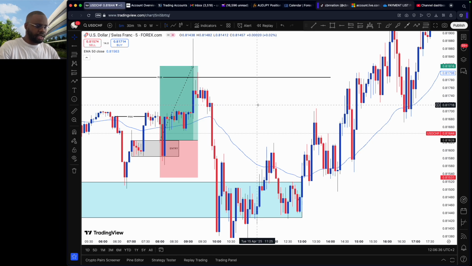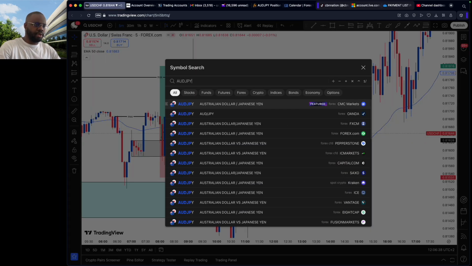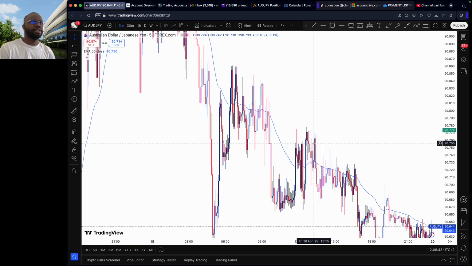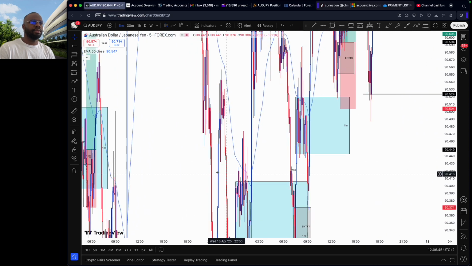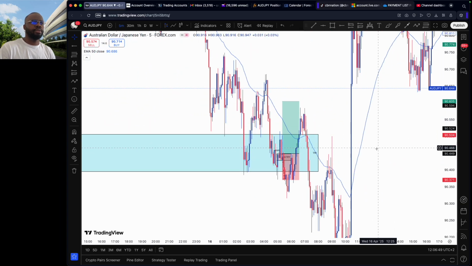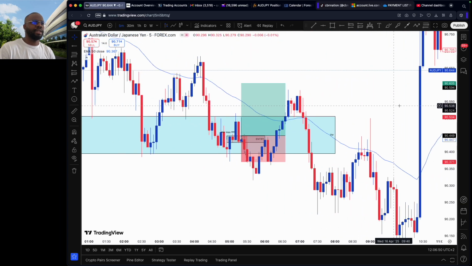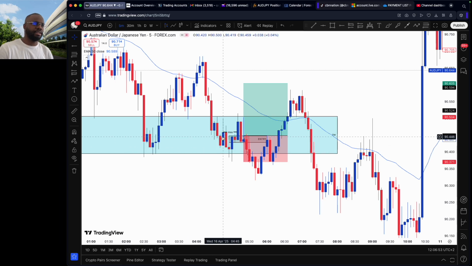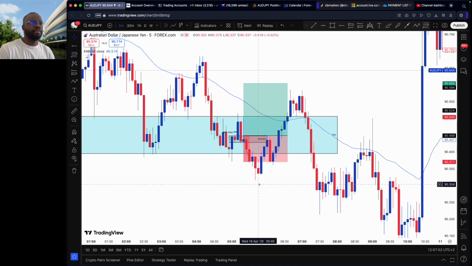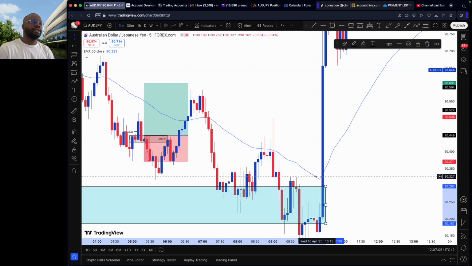Then again, I had AUD JPY, a trade that was a loss again here. So on the 5 minutes, price came into the area of interest. I saw this market structure shift that left me with this entry zone. I took the trade. I think the market swung to at least 1 to 1 before hitting the stop loss, and that was that.